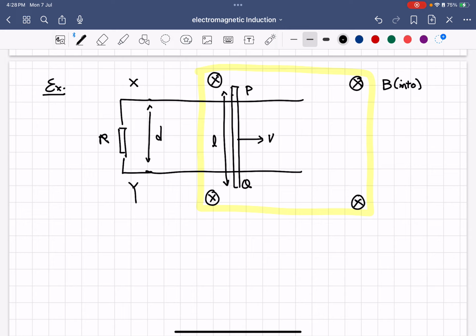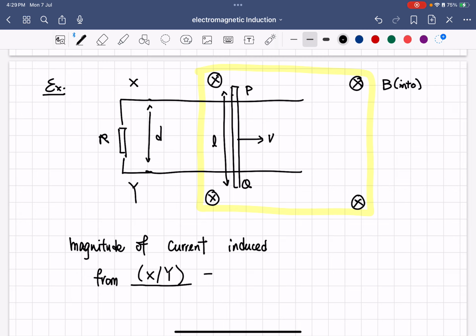And now what they want to ask is, first of all, the magnitude of the current induced in this circuit, and then the second one is about the direction. Is it going from X to Y, or from Y to X?